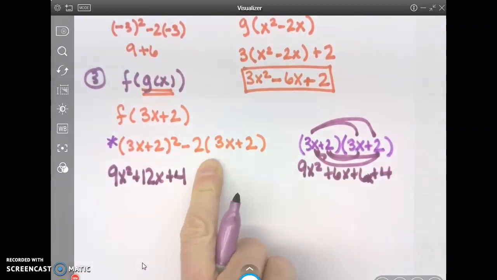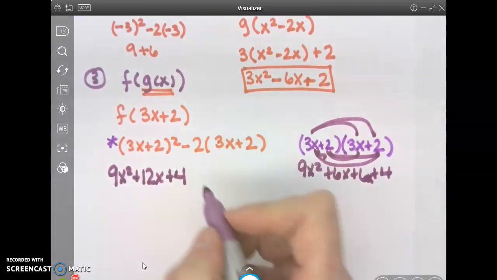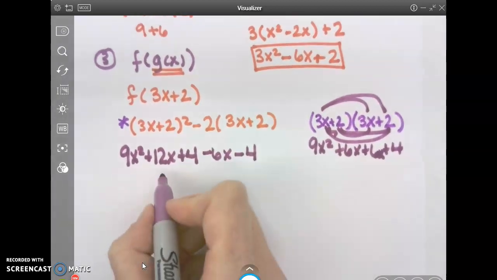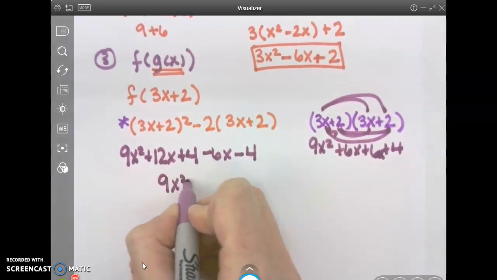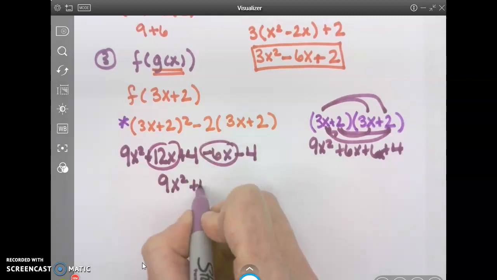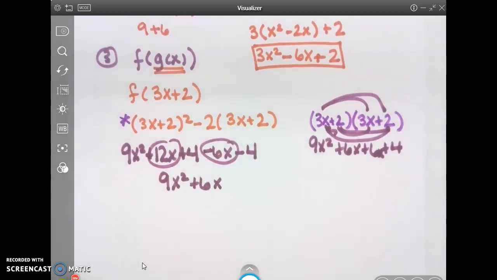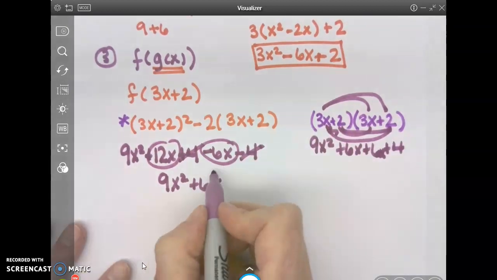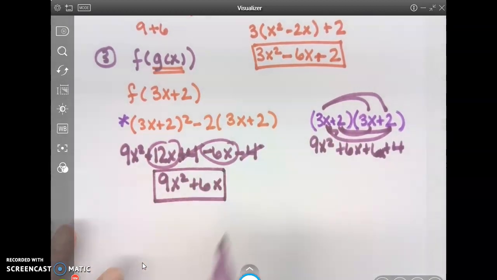What do we do with this negative 2? Distribute. Negative 6x minus 4. Do we have some like terms? Yep. Positive 6x. And what happens to the 4's? Yeah, they disappear and they cancel out. Again, you do not need to factor. There is the expression: f of g of x is 9x squared plus 6x.